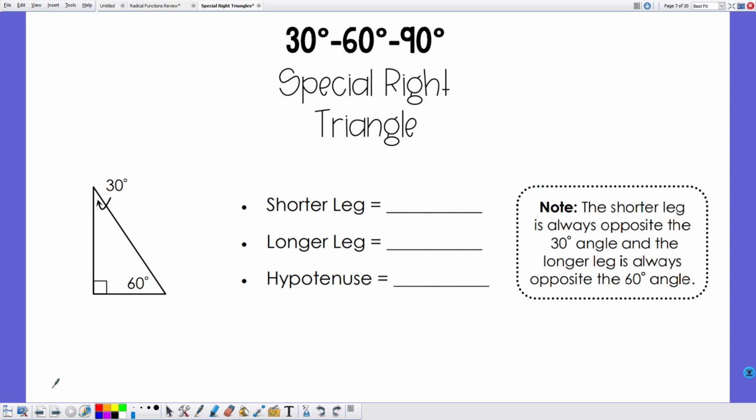So this is another special type of right triangle that's super important, especially in trigonometry. The 30, 60, 90 triangle, where the short leg is the one opposite to the 30-degree angle, that has a value of x. The longer leg has a value of x times the square root of 3. That's the side opposite to the 60-degree angle. So here's the smaller leg, larger leg. And then, of course, the hypotenuse we found was 2 times the value of x.